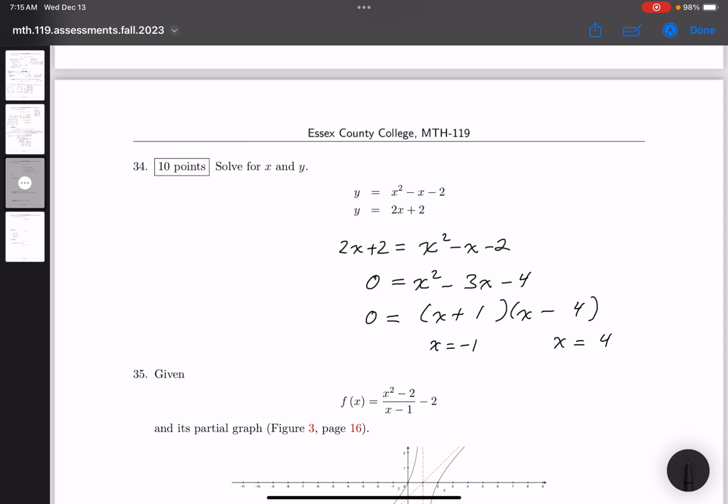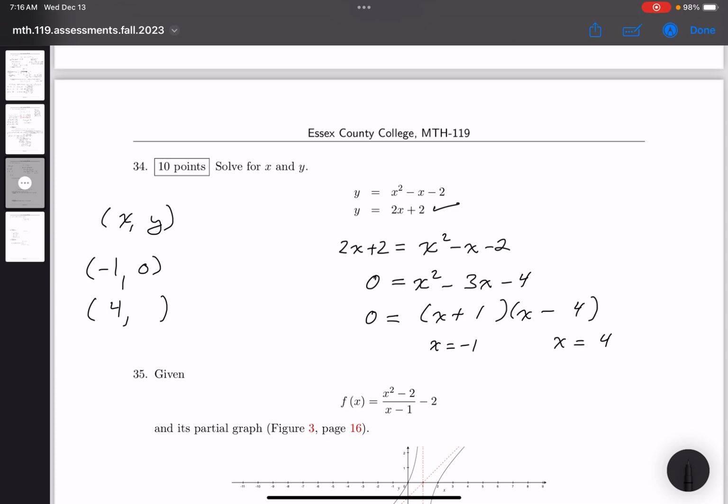But they want you to solve for x and y, so I've got to get the x and y, by the way. And they're going to be an ordered pair of numbers. What's the ordered pair going to be? Minus 1. I'm going to use this equation to figure out what y is. You can use either one. What do you get over there? Well, if it's minus 1, I get minus 2 plus 2, which is 0. That's one solution. The other solution is going to be 4.